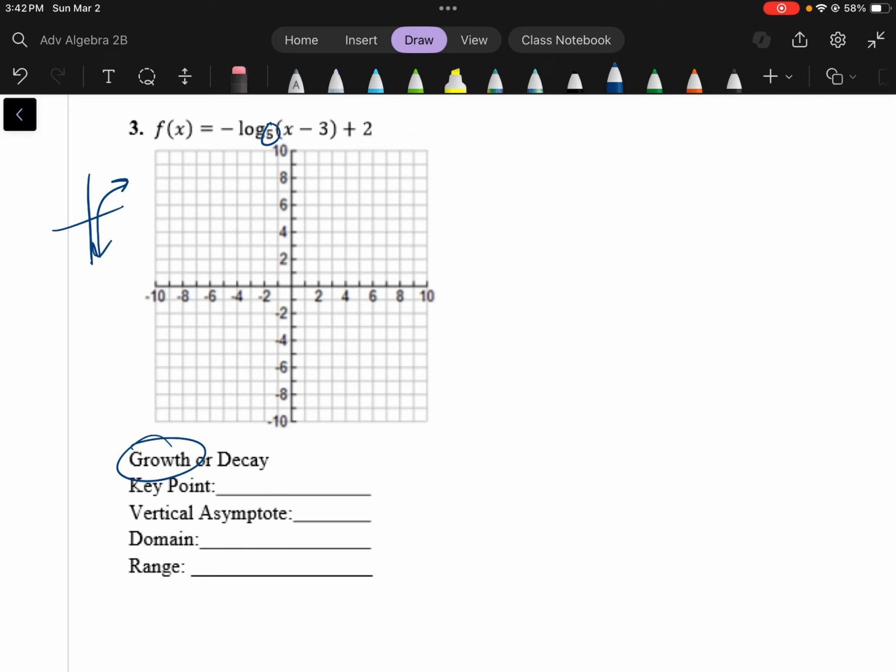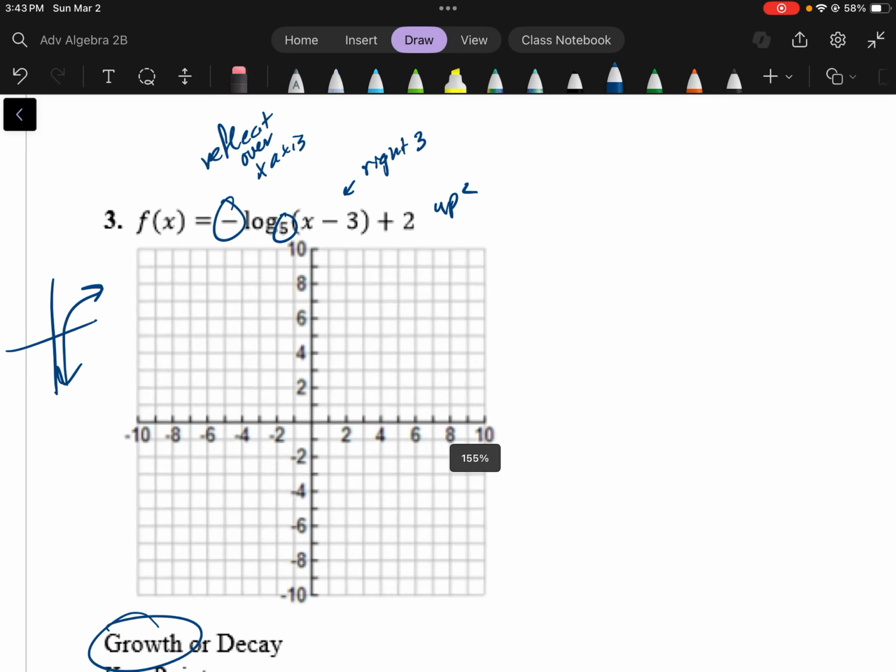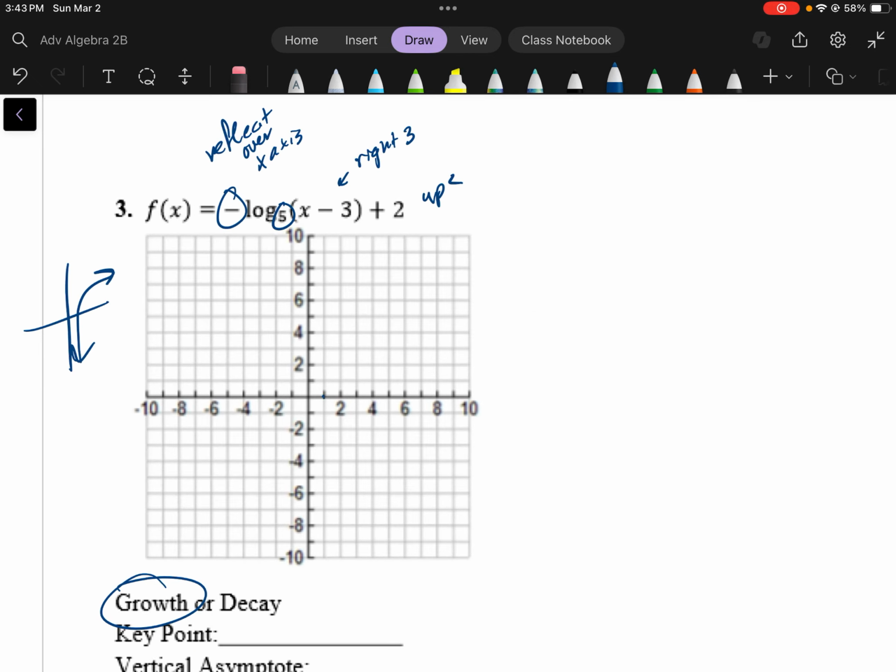Then we have to label our transformations. So the plus 2 is up 2. This minus 3 is right 3. Inside the parentheses does the opposite. And then this negative means that we are reflecting over a very specific axis, which would be the x-axis. The x-axis is the one that's out in front when the negative is out in front.